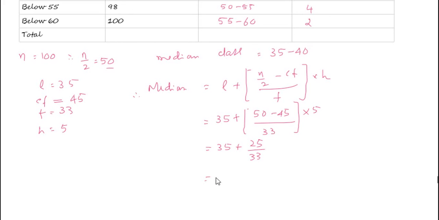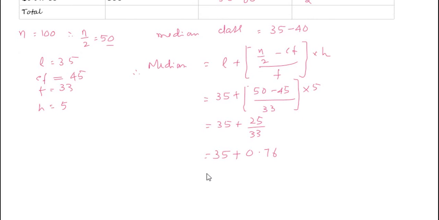So 35, I have calculated 25 by 33. That comes to 0.76. And the final answer is 35.76. That is the median age of the group.